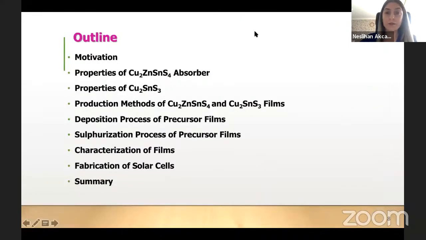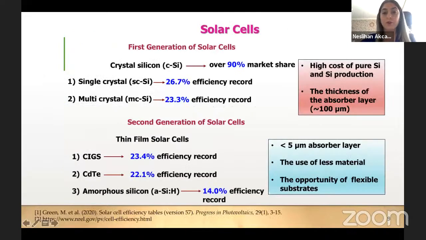So today I will talk about the growth and characterization of kesterite solar cells, which we produced at our laboratory, and also CTS, Cu2SnS3 films. And I will also show some results which we obtained from the solar cell devices. I would like to start with the solar cells.